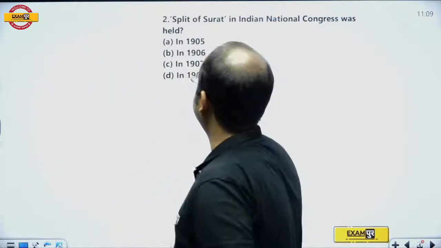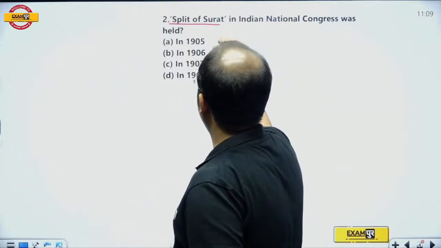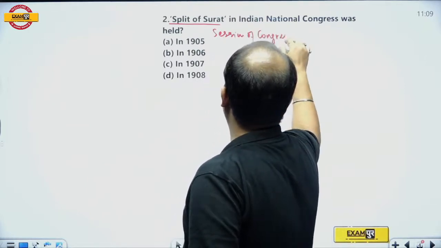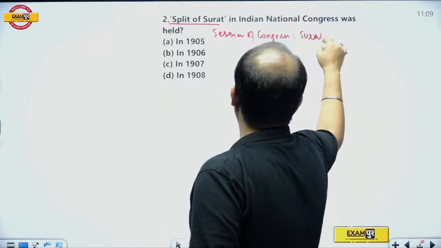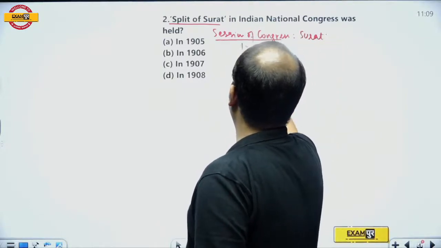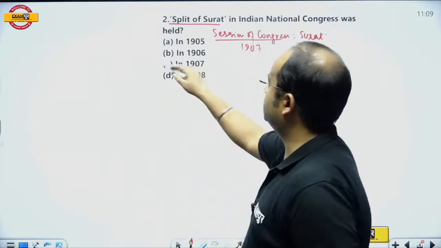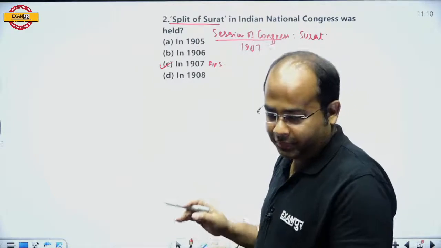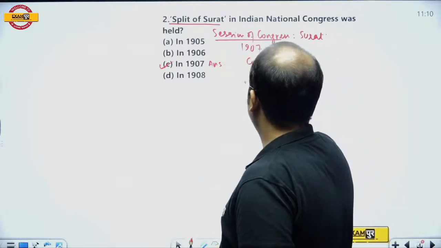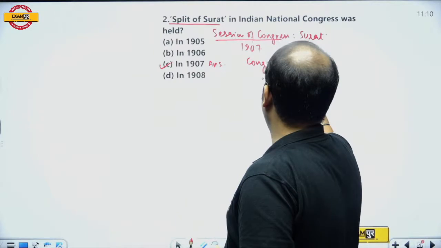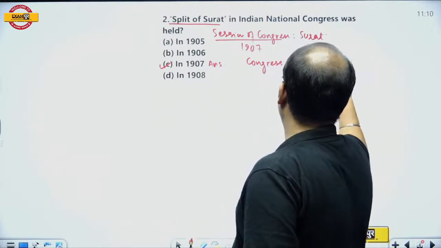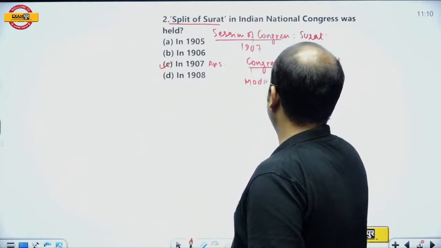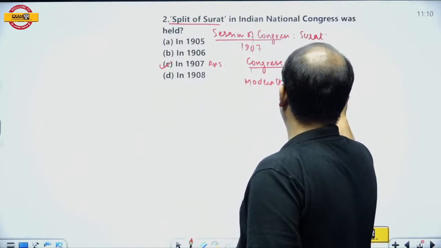Surat split, that was the session of the Congress held in Surat. And the Surat split happened in the year 1907. In 1907 the Surat split happened, and what happened in this session? Congress was divided in two groups, which are called moderate and extremist.